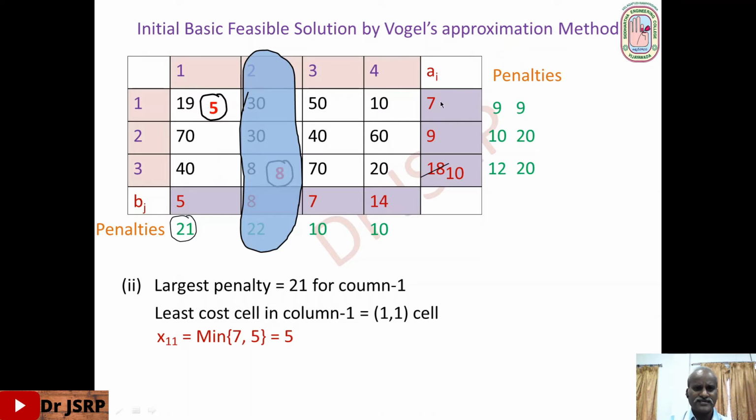Observe which constraint is satisfied. The requirement is 5 and the availability is 7. So the total requirement is fulfilled. That is, the column constraint is satisfied. So cross off column 1 and circle it.